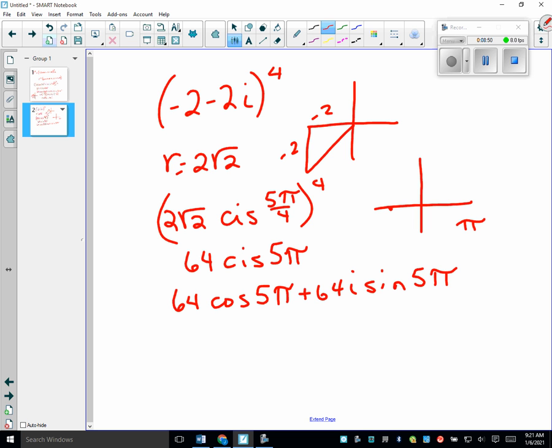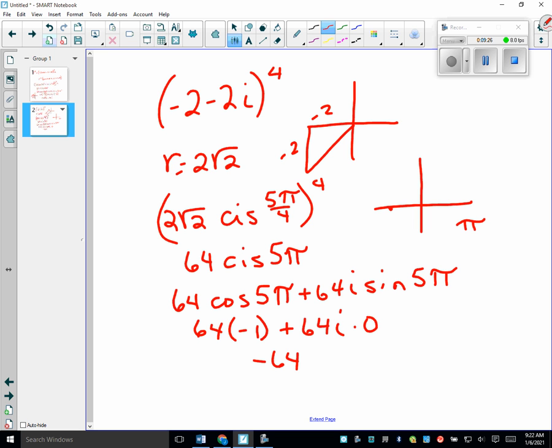What is the cosine of pi? No, negative 1. 64 times negative 1 plus 64i. What's the sine of pi? That one's 0. So is my answer negative 64? So I started in rectangular, I went to polar, I worked it, and I went back to rectangular. Right?